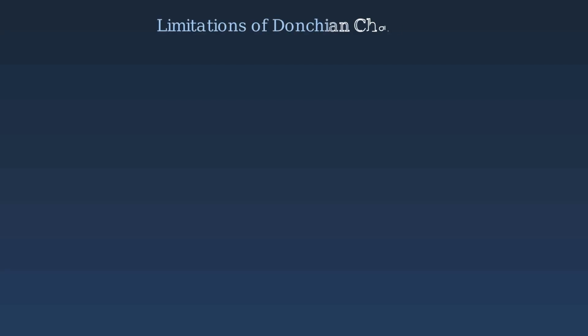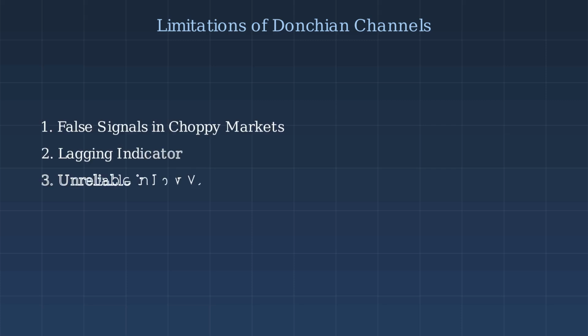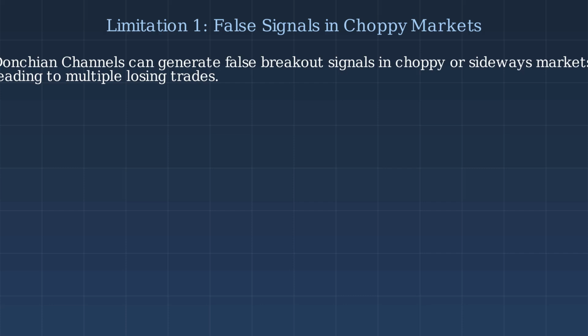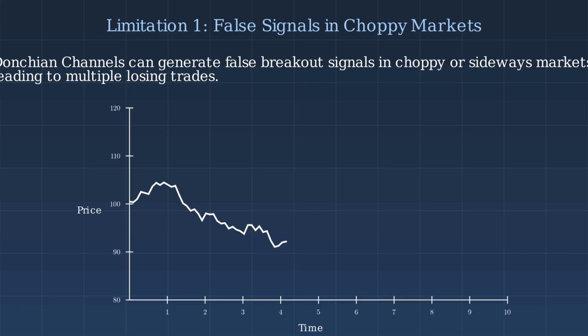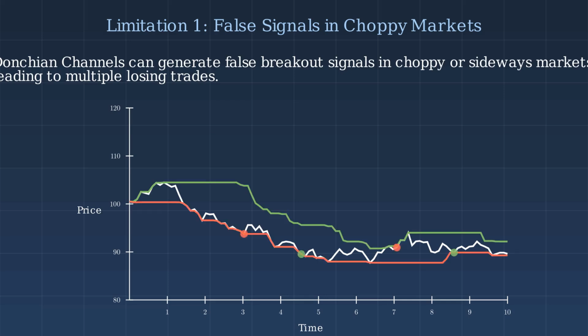Despite their popularity and usefulness, Donchian channels have several limitations traders should be aware of. Let's examine 4 key limitations of Donchian channels. The first major limitation is their tendency to generate false signals in choppy or sideways markets. In markets that move sideways with short-term volatility, price can briefly break above or below channels without establishing a true trend. These false breakouts can trigger multiple losing trades as the price quickly reverses back into the channel.